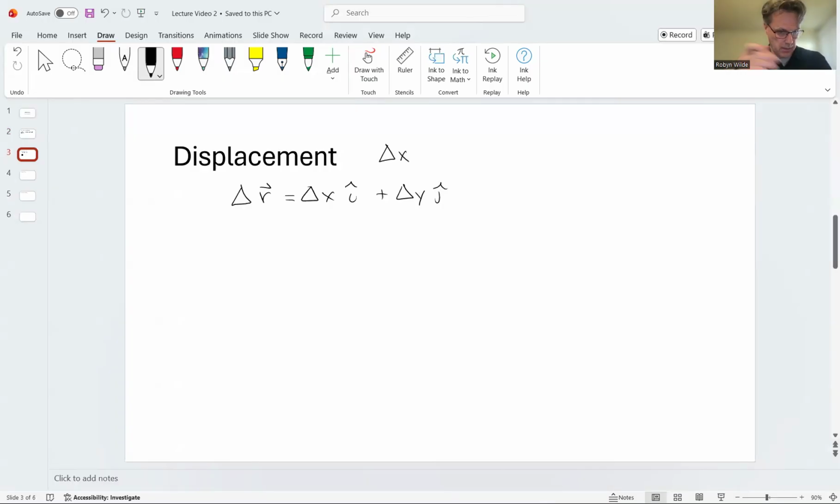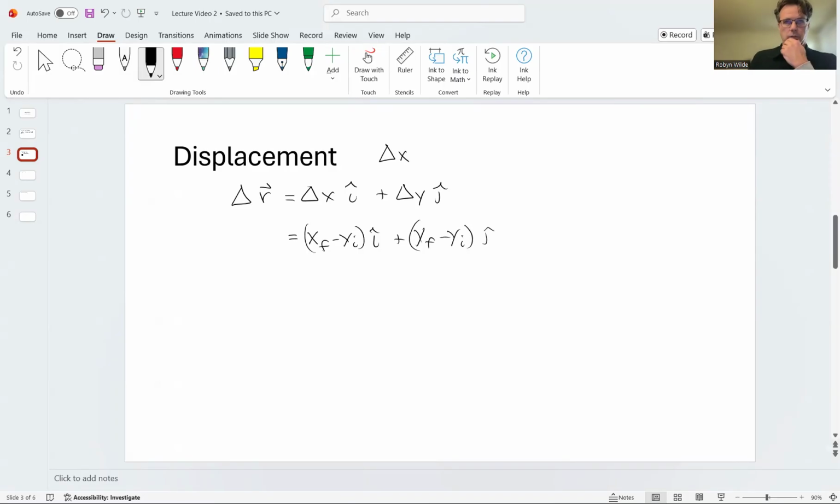Now, just to again make it simpler, I'm only going to talk in 2 dimensions in this case, but there could also be a delta z k hat on here. But let's just keep it simple for the moment. And again, I want to point out that by delta x, what I mean is x final minus x initial. And by delta y, y final minus y initial.